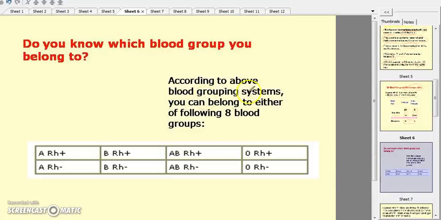So according to the above blood group system, we can denote that there are 8 types of blood groups: A Rh positive, A Rh negative, B Rh positive, B Rh negative, AB Rh positive, AB Rh negative, O Rh positive, and O Rh negative.